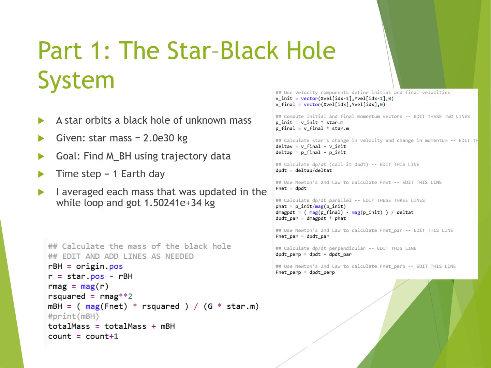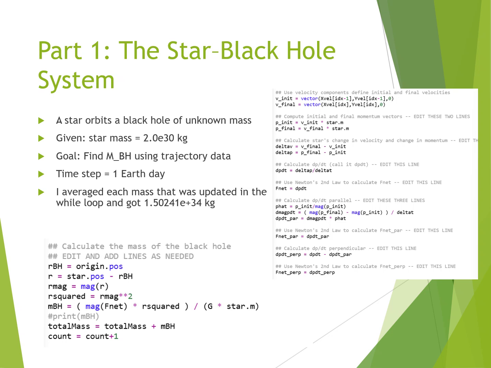The star black hole system. The star orbits a black hole of unknown mass, and the star mass is given, which is 2 times 10 to the 30 kilograms. My goal is to find the mass of the black hole using the data, and the time step was 1 Earth day. To do this, I averaged each mass that was updated in the while loop and got 1.5 times 10 to the 34 kilograms. And the code you can see here is actually that loop.